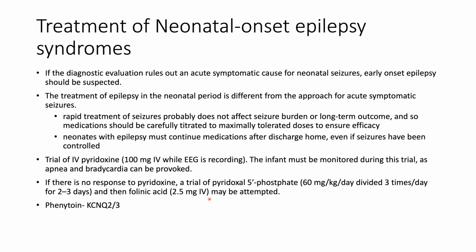Now, treatment of neonatal onset epilepsy syndrome. If the diagnostic evaluation rules out an acute symptomatic cause, if HI is not the cause, if a bleed is not the cause, if an infection is not the cause, then you should think of early onset epilepsy. The treatment of epilepsy in neonatal period is different from that which we use for acute symptomatic seizures. So this is one condition where you should not be very aggressive in treatment of seizures, right? Because you're not worried about the seizure burden right now.